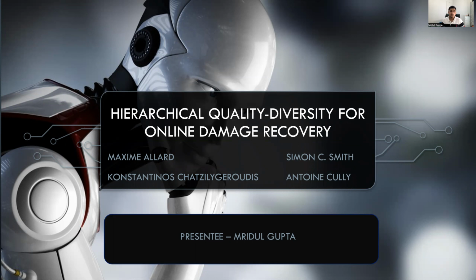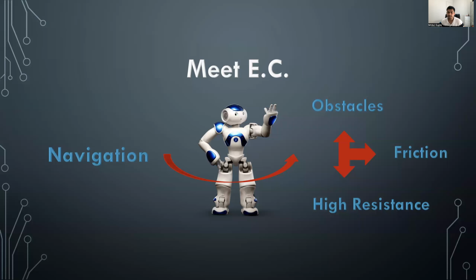Now, to give you an introduction about what we are going to discuss in this hierarchical quality diversity algorithm, let's have a look at a robot whose name is EC. EC performs some complex tasks such as navigation, which is the one discussed in the research paper. Performing navigation, it can have a lot of damages during its path, and that could be due to obstacles, friction, or high resistance.